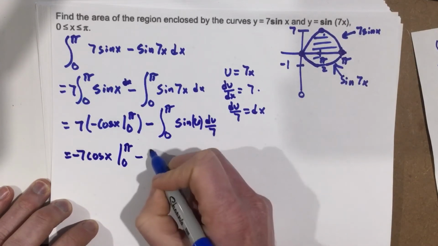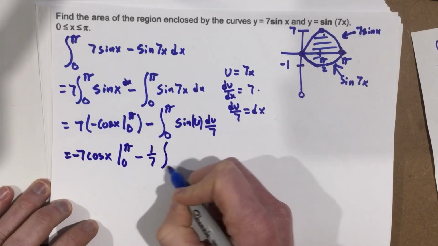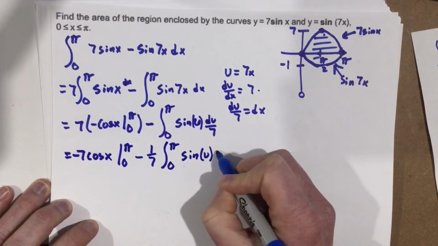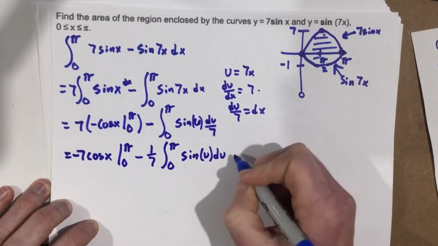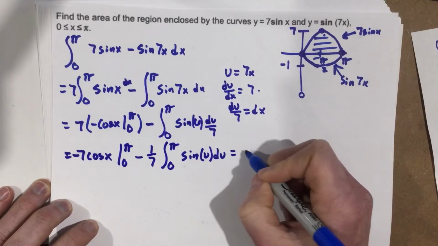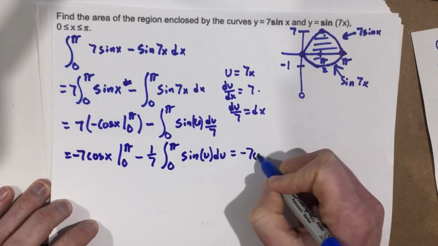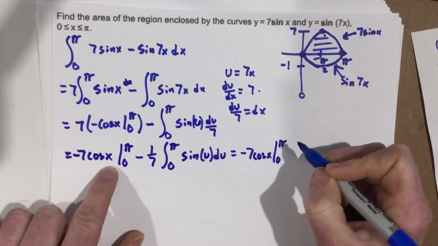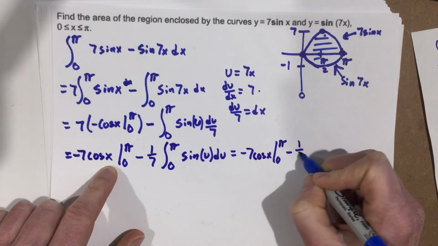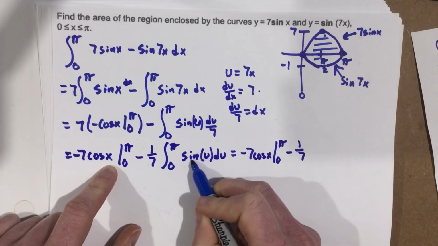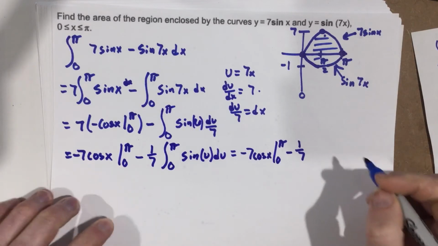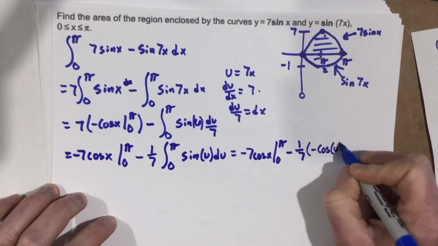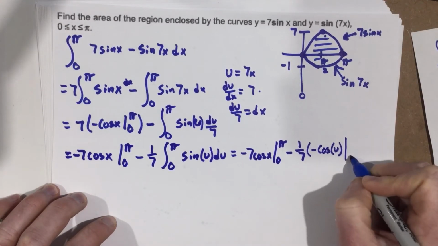Minus, I bring a 1/7 out front, 1/7 integral 0 to pi sine u du. And that's going to equal negative 7 cosine x from 0 to pi, just writing the original one again. Minus 1/7. What's the integral of sine u? Well, we know it's negative cosine. So that's minus that negative cosine u from 0 to pi.